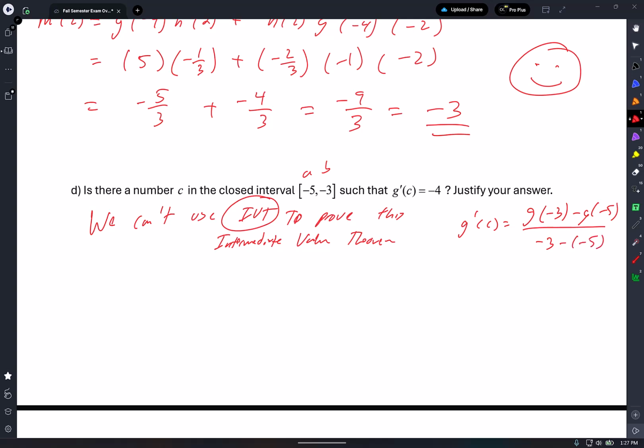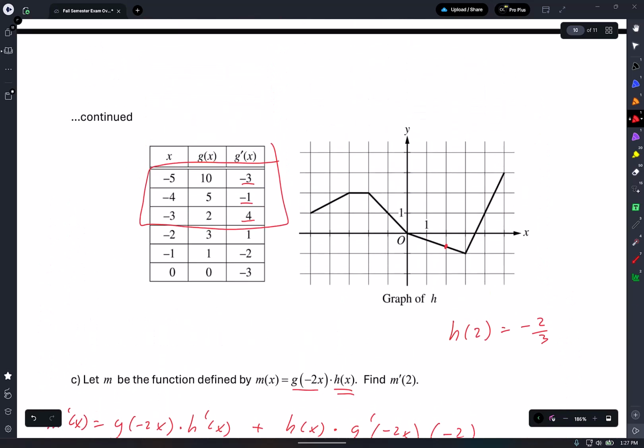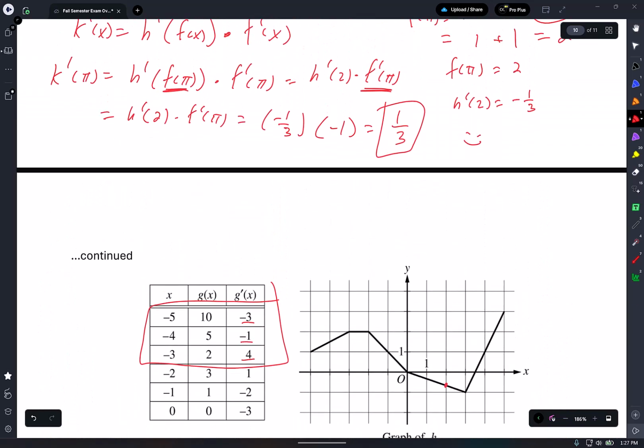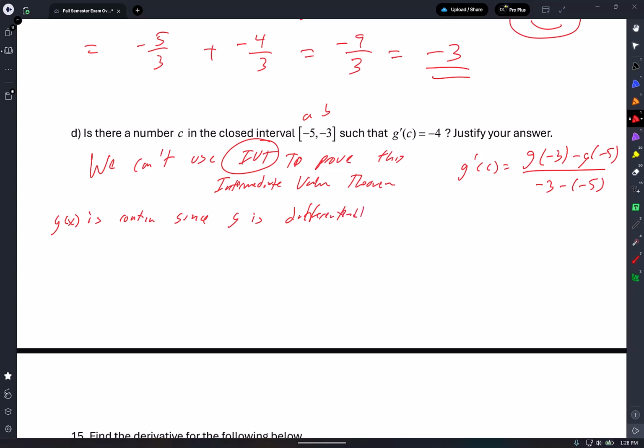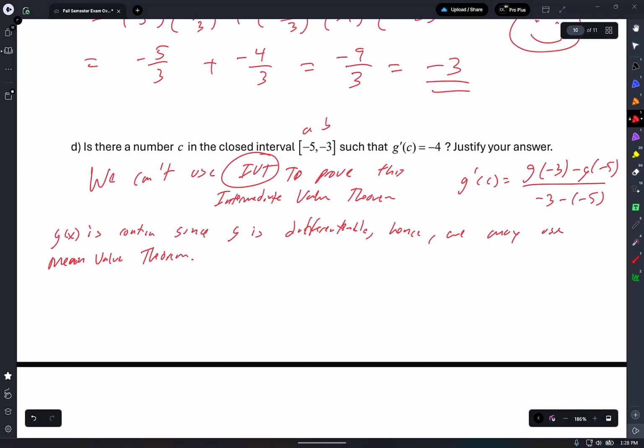So let's do that. g of negative 3. We're assuming that g is differentiable and continuous, and it is because we have a derivative, right? So g of x is continuous since g is differentiable. Hence, we may use mean value theorem. You might be able to get away with not stating that, but it's always better to be safer than sorry.